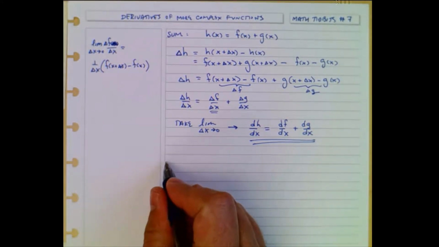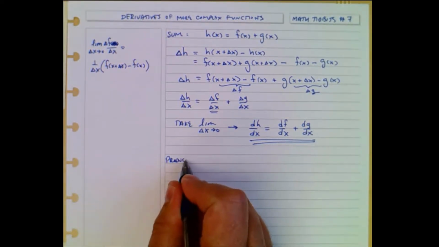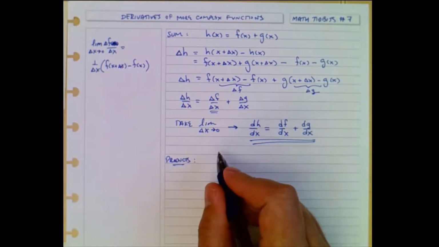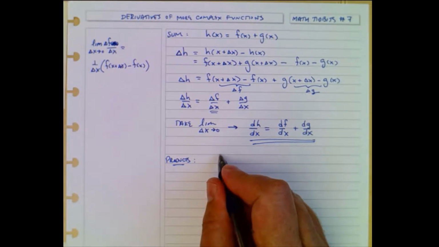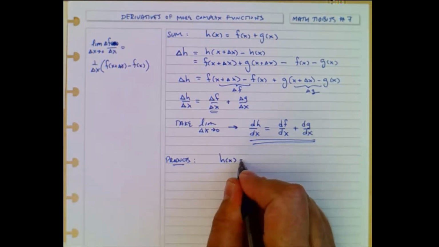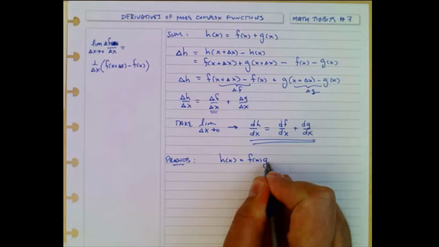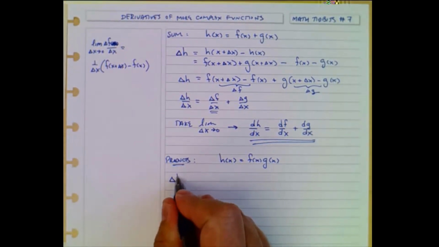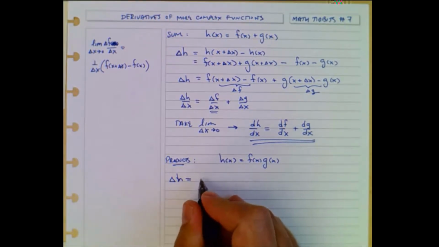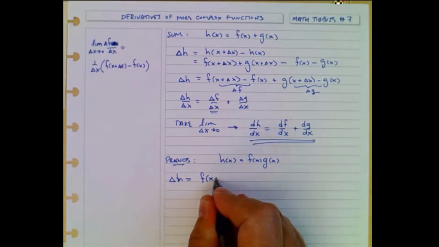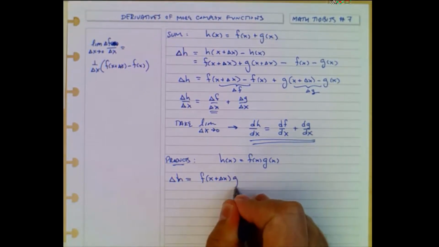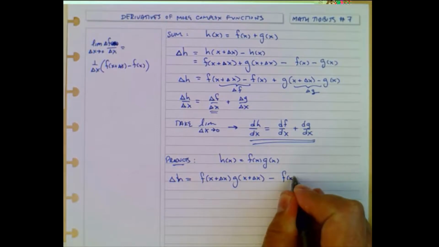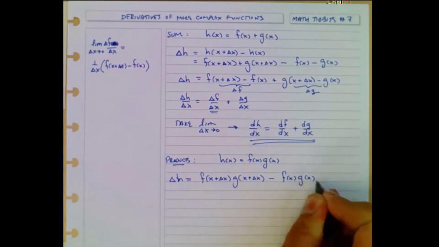All right, next we will take products. This is a little bit more involved, but similarly straightforward in terms of the method. So we're going to let h of x equal f of x times g of x now. So that delta h is equal to f of x plus delta x times g of x plus delta x, minus f of x times g of x.